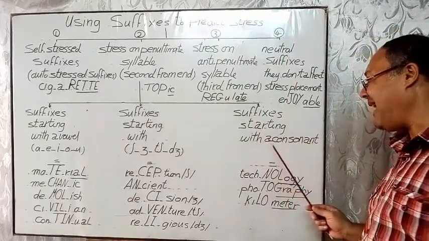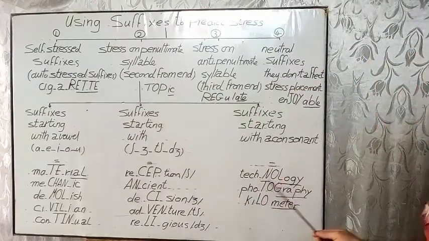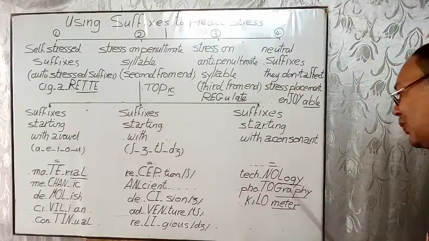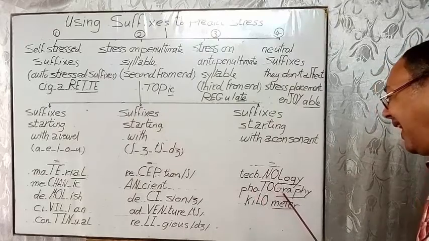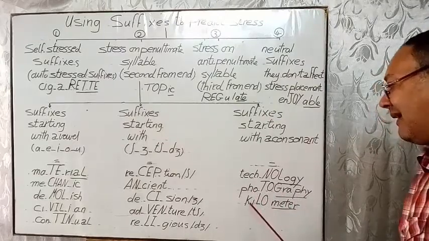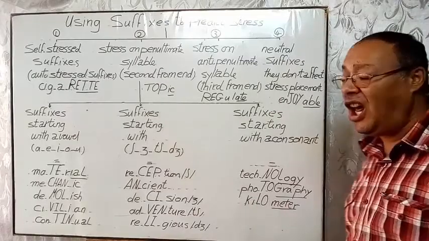Suffixes starting with a consonant, like technology, we have L-O-G-Y. Photography, we have G-R-A-P-H-Y. Kilometer, M-E-T-E-R.